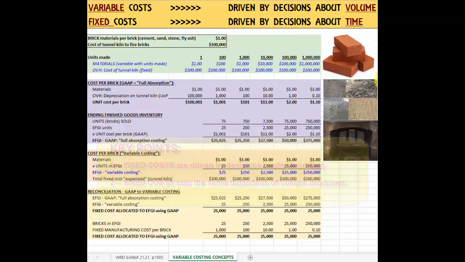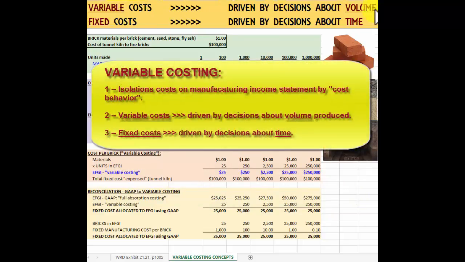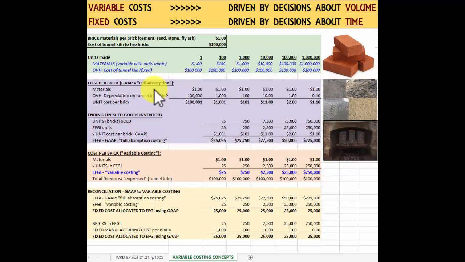Here is the key to variable costing. What variable costing attempts to do is to isolate those costs that are driven by volume, variable costs, from those costs that are driven by time, fixed costs. So let's illustrate. Let's compare the full absorption GAAP accounting to variable costing and how each would work. GAAP accounting, as you know, is designed for inventory valuation and income determination. It's very good at that, and financial statements are required to adopt that convention.